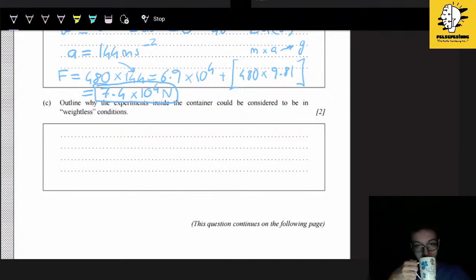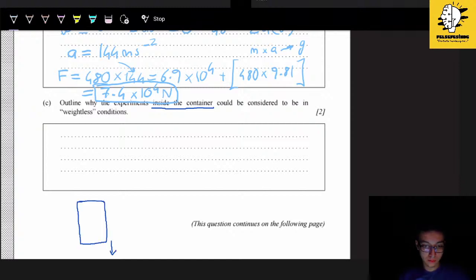So it's saying outline why the experiments inside the container. This is really important to understand. Let's read the question carefully. It's asking why inside the container could be considered to be in weightless conditions. So let's think of a container, okay? And it's falling downwards. And let's put an object on it. This is the container, and this is the object. So when it is going downwards, it's 9.81 meters per second squared.